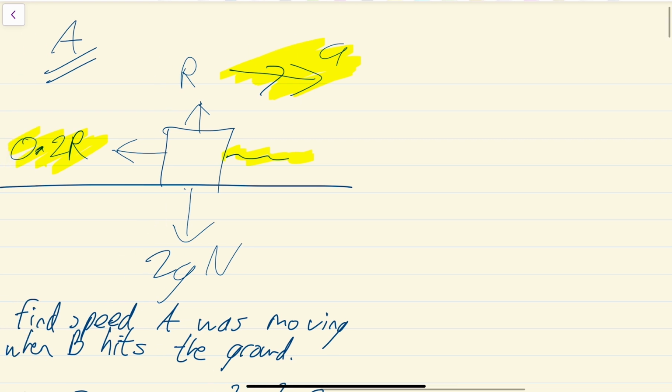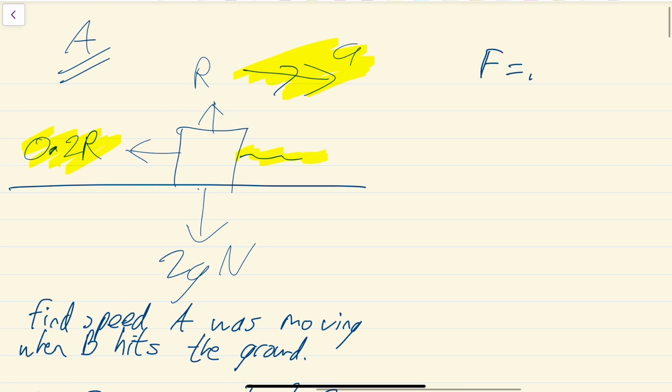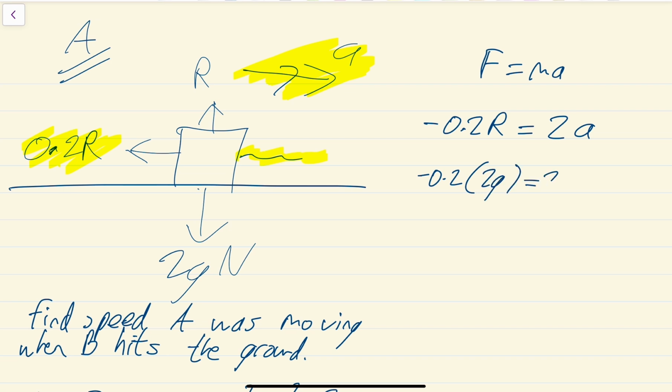So up here we want to use F equals ma. Anything going to the right, I'm going to assume is positive. So my force is minus 0.2r, my mass is 2, and my acceleration is what we're trying to find. So that's minus 0.2 times r. The r, remember, was just 2g, which is equal to 2a. A wee bit of working out then. That means minus 0.2 times g would be equal to your a.